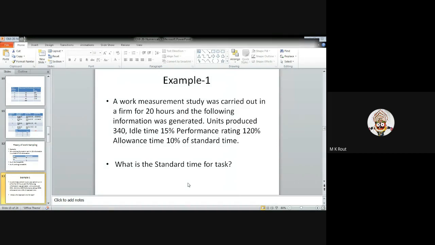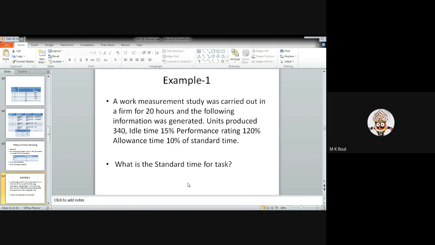The first information is units produced, that is 340. The idle time is given 50%. The performance rating is given 120%, and the allowance in case of standard time is given 10%. You have to calculate the standard time for the task.